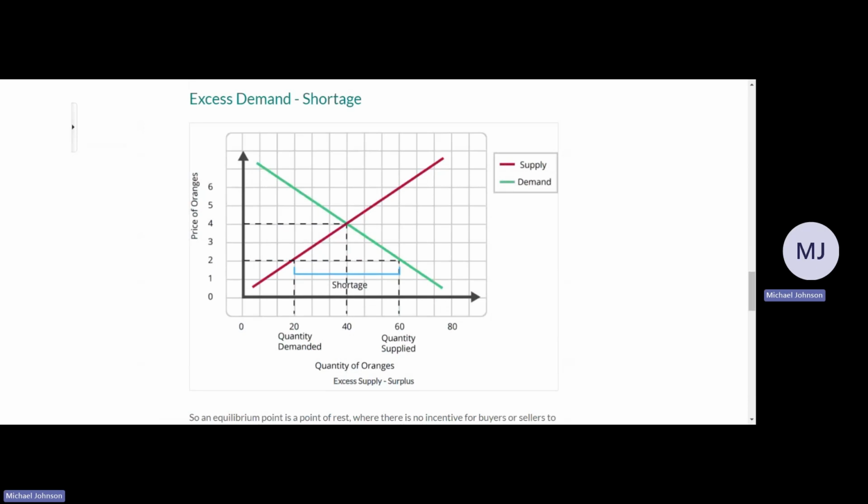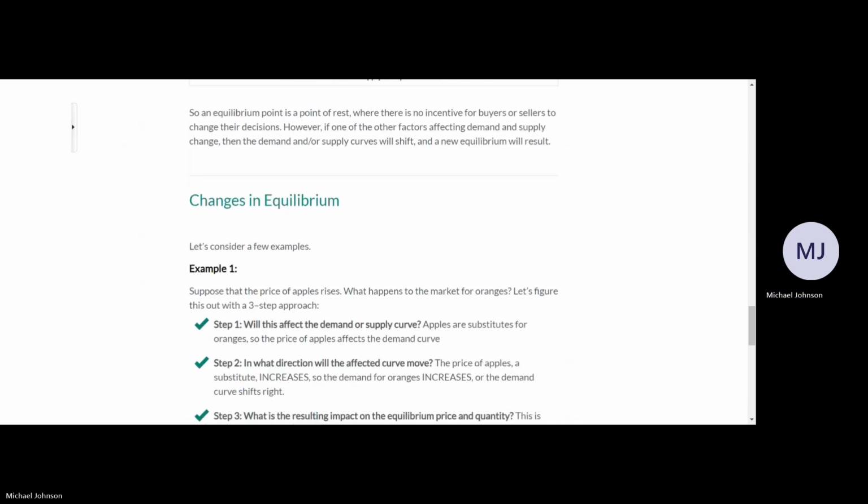A shortage is when there's too much demand, so demand is greater than supply, and there's just not enough supply. That eventually drives prices up in the long run. So prices will eventually go up. Demand is greater than supply, so they need more supply.